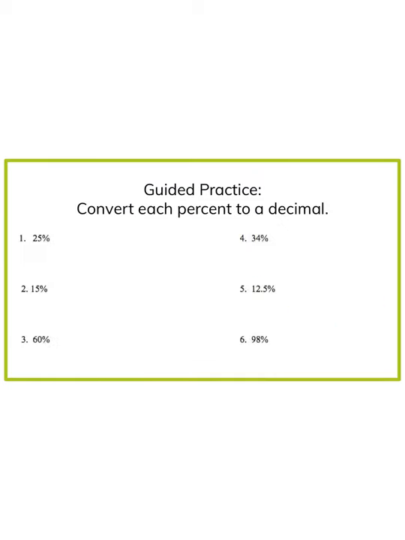Now we're going to complete 6 guided practice problems together. The first guided practice problem is 25%. I'm first going to write 25 off to the side. Remember, if you don't see the decimal point in the percentage, it's hiding behind the number. So we're going to place our decimal point at the end of our number on the right.